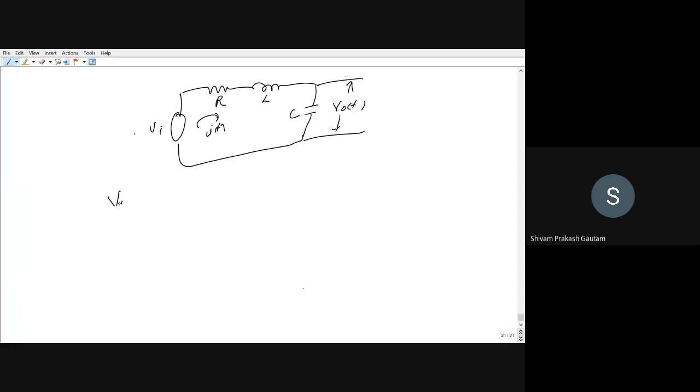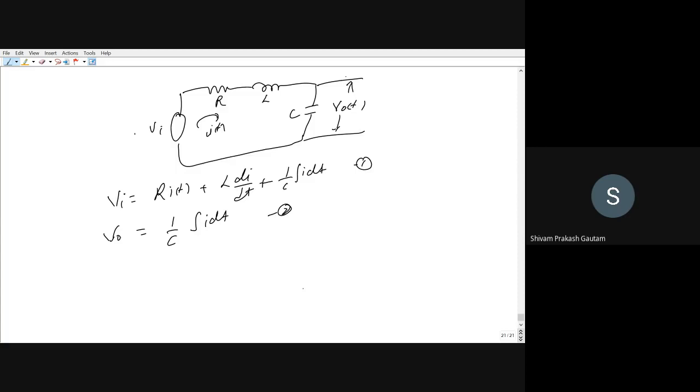So again, the model equation will be Vi equal to the voltage drop across resistance, that is R i(t), plus the voltage drop across the inductor, that is L di/dt, plus the voltage drop across the capacitor, that is 1/C integration of i dt. This is equation number 1. And equation number 2, the output voltage, is equal to 1/C integration of i dt. So we have found the model equation, that is equations 1 and 2. Vi is my input, V0 is my output.